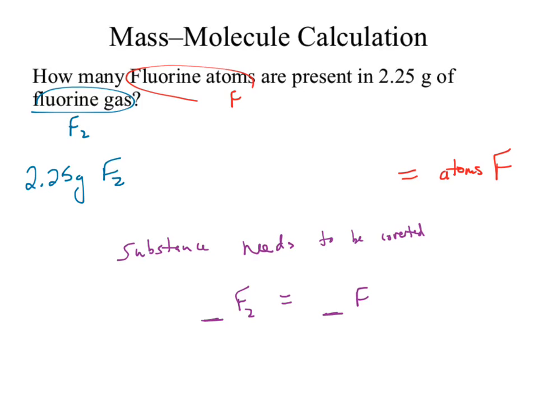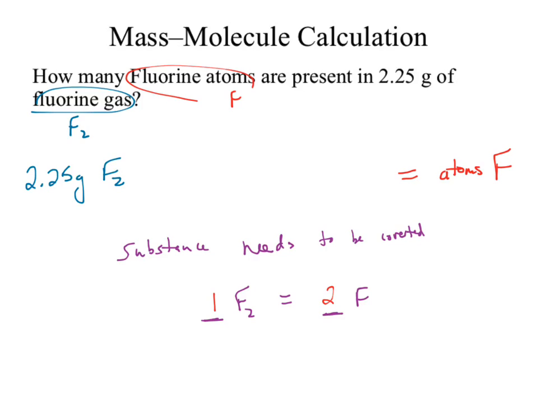What does the symbol F2 mean? There are two fluorines in fluorine gas. Yes. What does that mean? Are we accounting for its mass? That means there's 1 to 2. There's one F2. For every one F2, I have two F's. That's what I was saying.